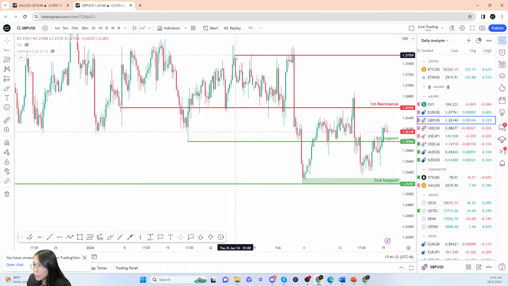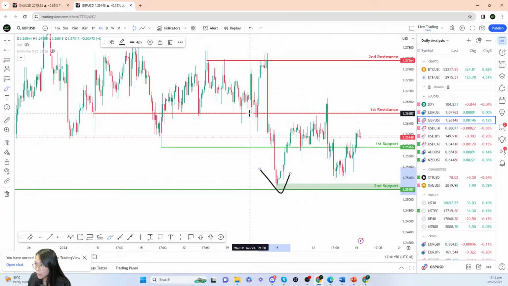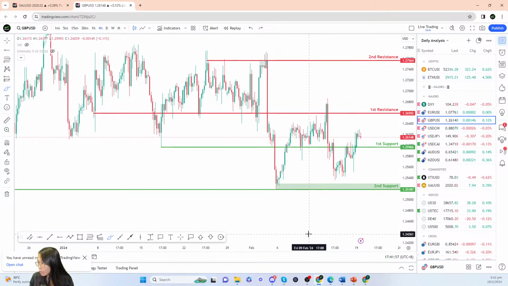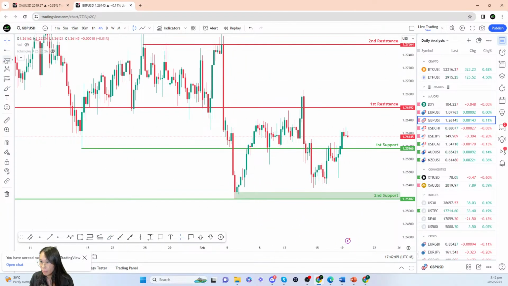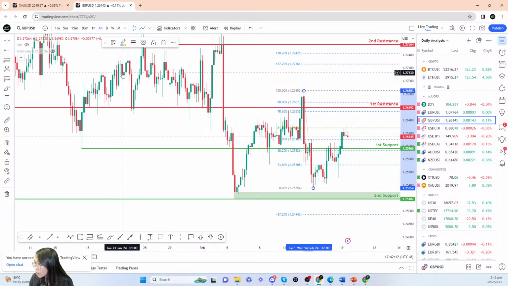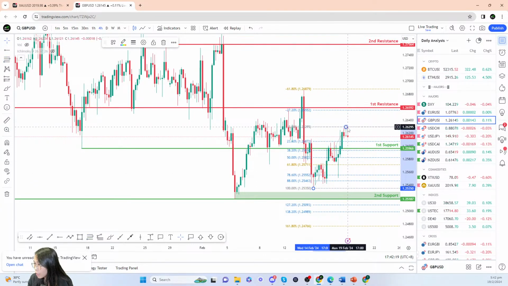On the second resistance, let's see. I'm looking for a more significant area. Okay, this will be my second resistance. So you want to look for V shape and also the inverted V. Let's see if there is any retracement. I should use this swing low to this swing high, and there is a 38.2 that aligns with my first support.